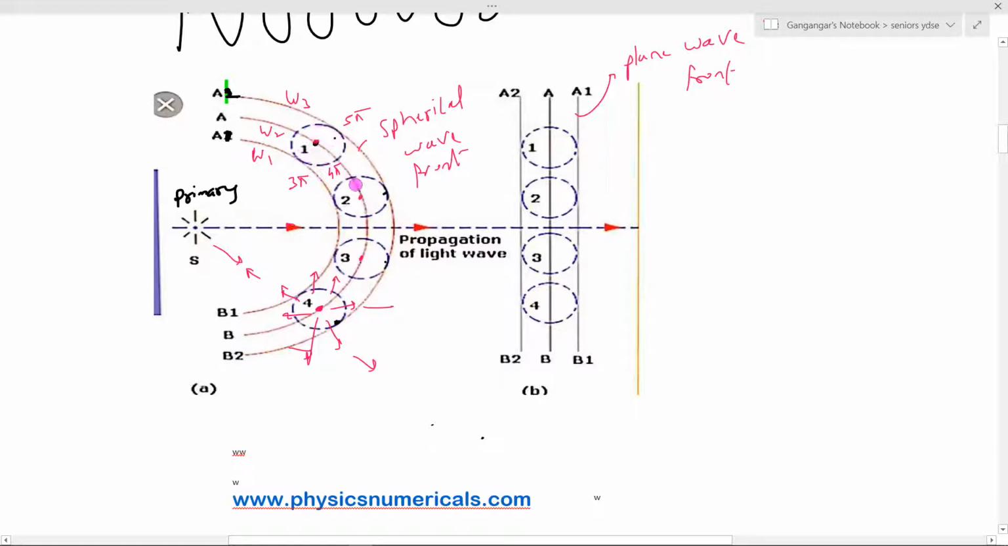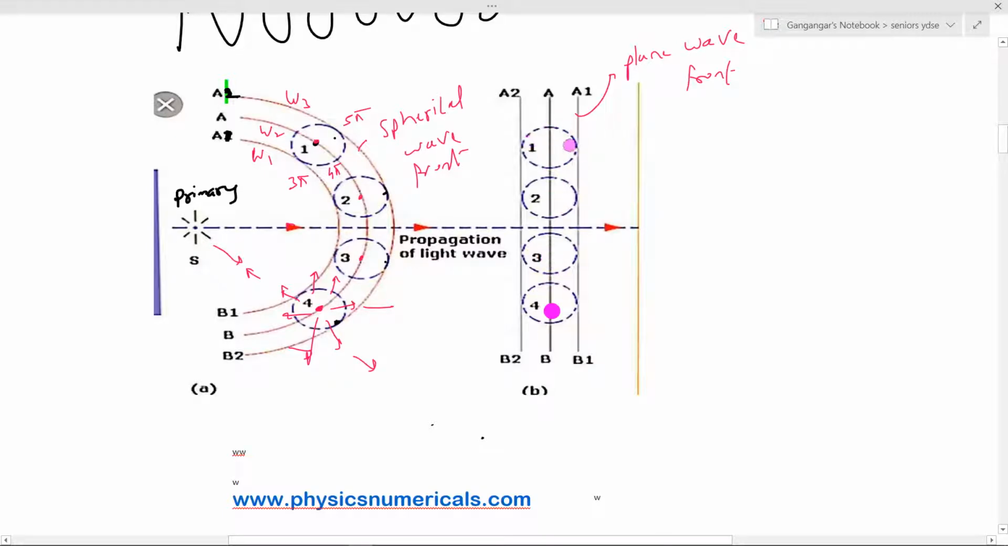Then, so in this way, what will happen? Now I'll draw a tangent here. So tangent connecting those particular wavelets. So again, what happens? That will become like a new wavefront. Or you can see this one like points 1, 2, 3. So there's a plane wavefront. Every point on a wavefront will be like a secondary source.